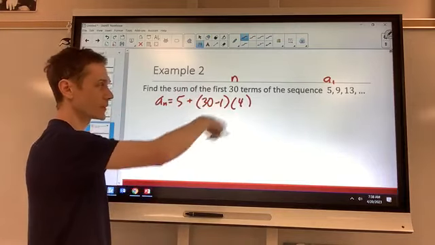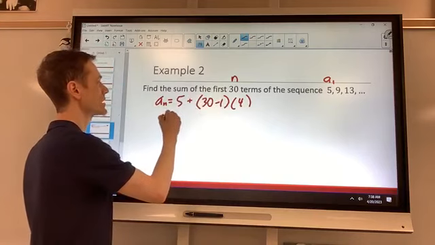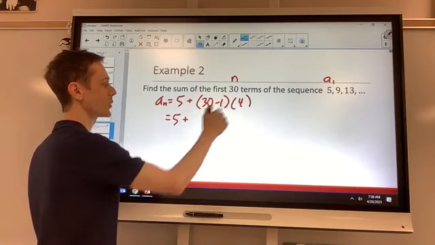So this has created another formula that I can solve, although this one I don't need to move things from one side of the equation to the other. I really just need to simplify what's on this side. So I know that my last term is going to be 5 plus 29 times 4.